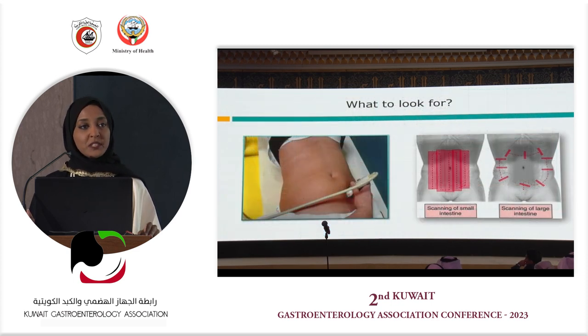So how do we perform it? How do we do it? We keep the patient in the clinic. It's just quick. It doesn't need any sort of preparation like the colonoscopy. We visualize the sigmoid colon, the descending, transverse, ascending, and the cecum, and the ileocecal valve with the terminal ileum. And after that, we sweep the bowel wall, just trying to identify if there is any sort of inflammation.